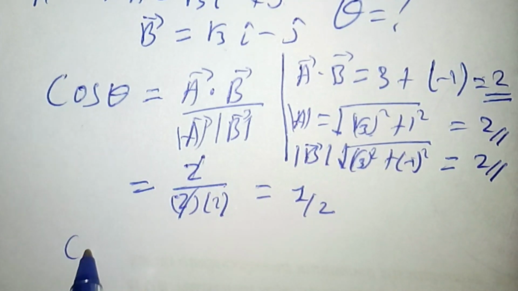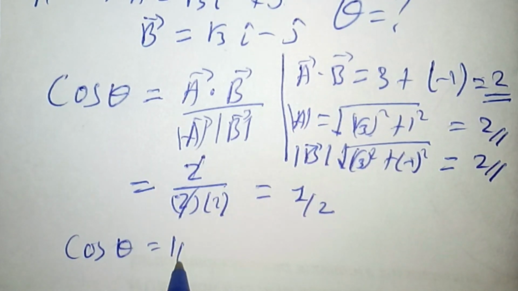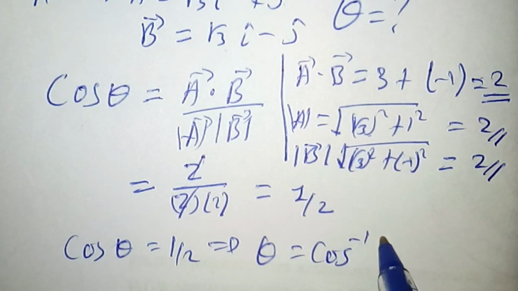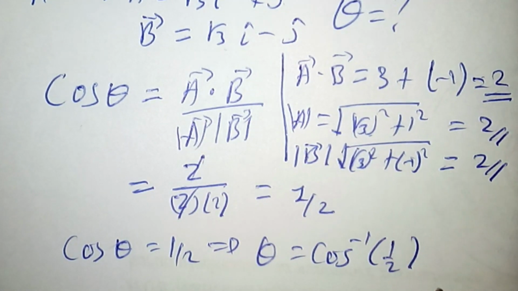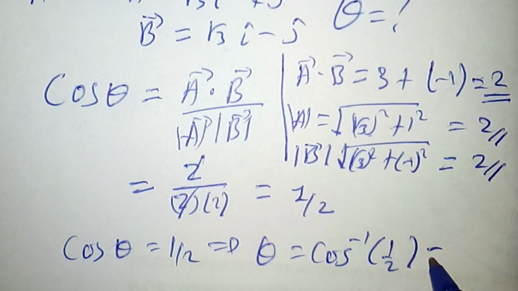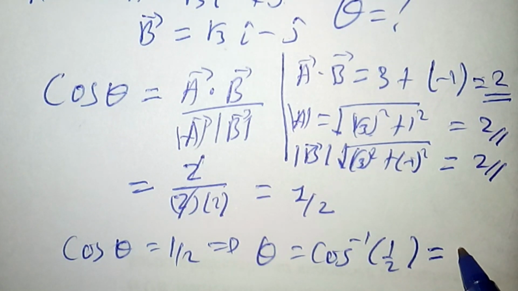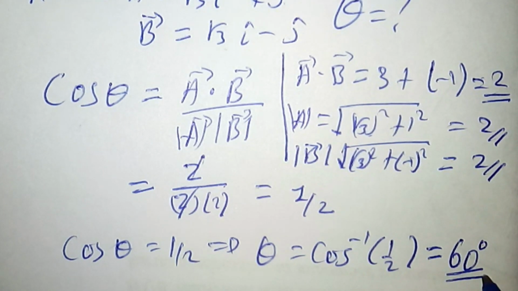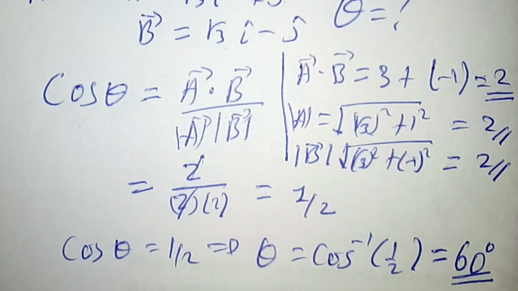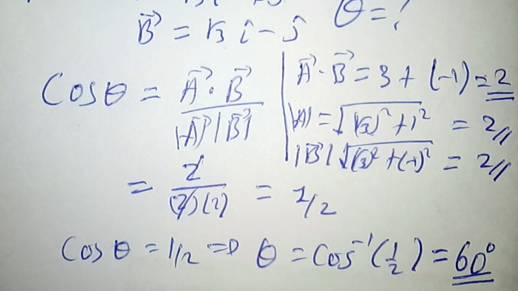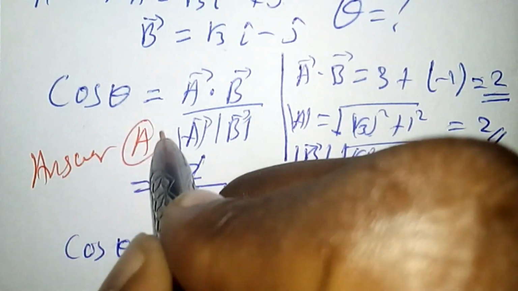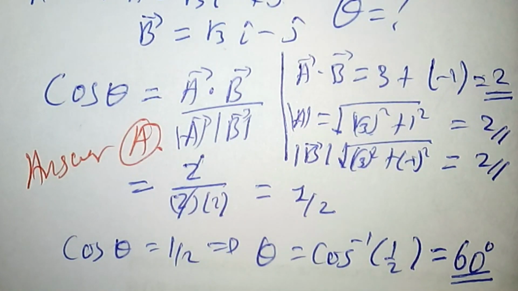So cos theta equals 1 over 2, which implies theta equals cos inverse of 1 over 2, or cos inverse of 0.5, which is immediately equal to 60 degrees. So the angle between the two vectors is 60 degrees. So the answer is alternative A.